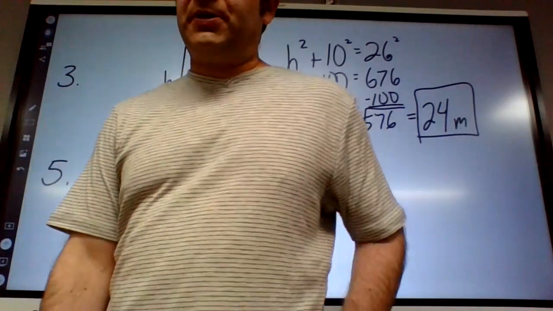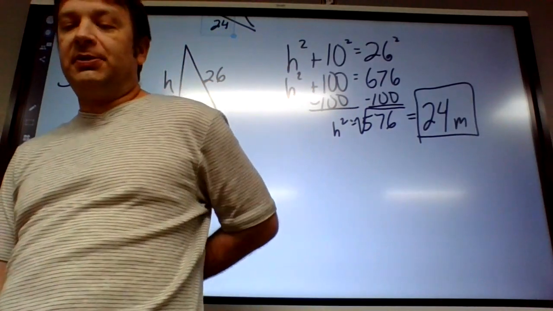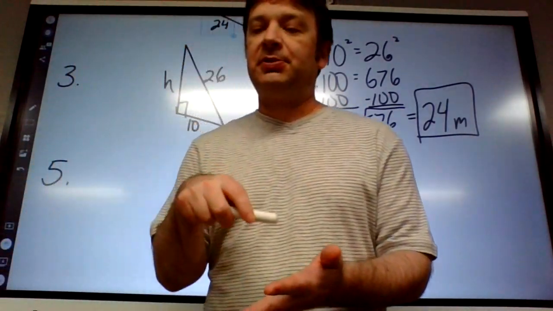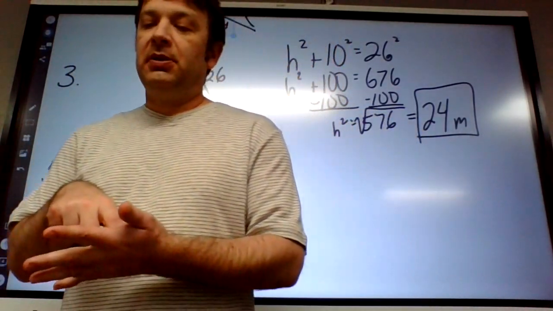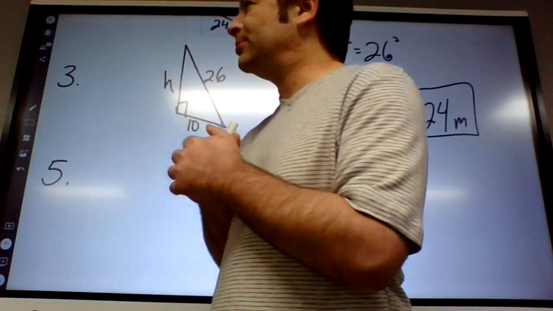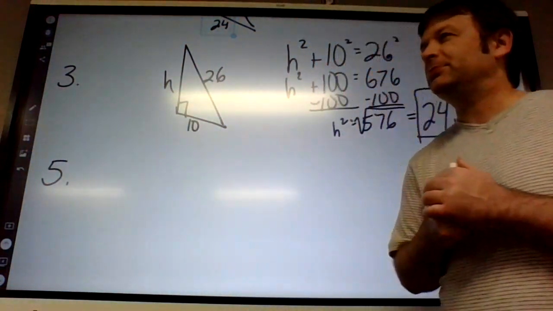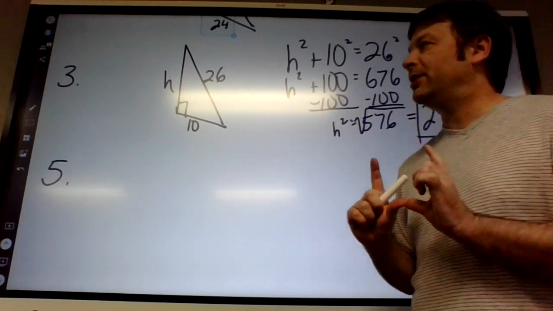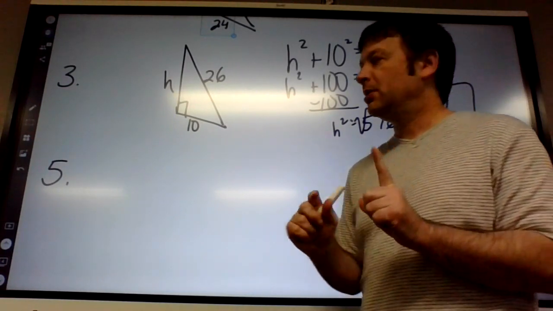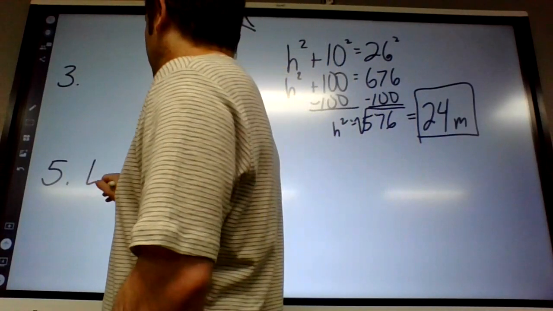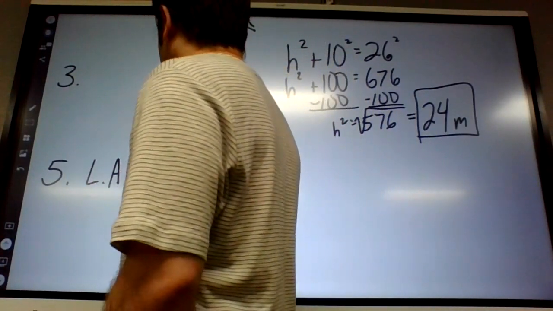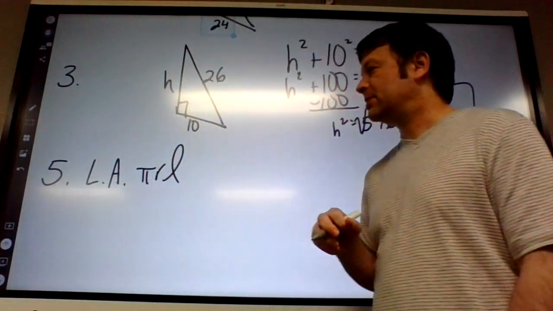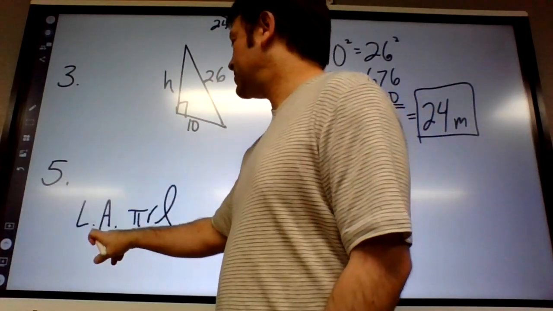Number 5. So there's 2 questions, kind of like yesterday's. Find the lateral area and the surface area. Okay, and we're starting with cones, not pyramids. So let's see if you guys took good notes. How do we find the lateral area of a cone? Pi r l, slant height.